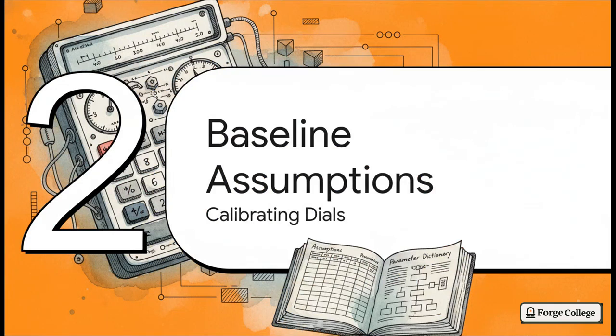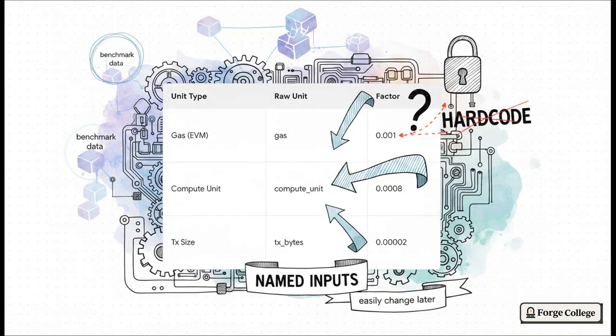Moving right along to Section 2, calibrating the baseline assumptions. Before we even think about turning our calculator on, we need to calibrate the dials. We do this by creating a dedicated assumption sheet. Check out these constants. For EVM gas, we might set a normalization factor of 0.001 cost units per gas. For SVM compute units, maybe it's 0.0008, and we can't forget transaction size, an I/O surcharge of, say, 0.00002 per byte.